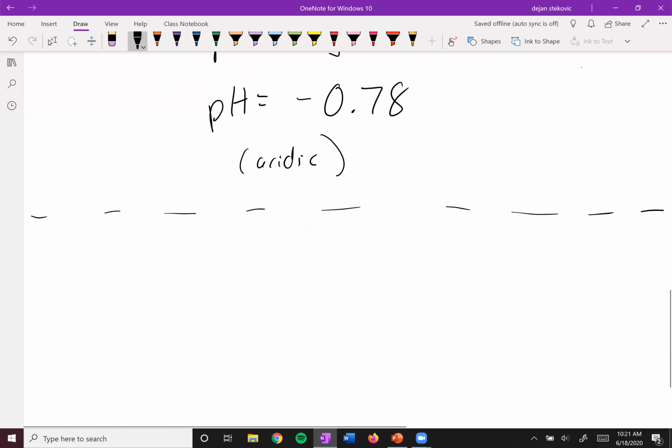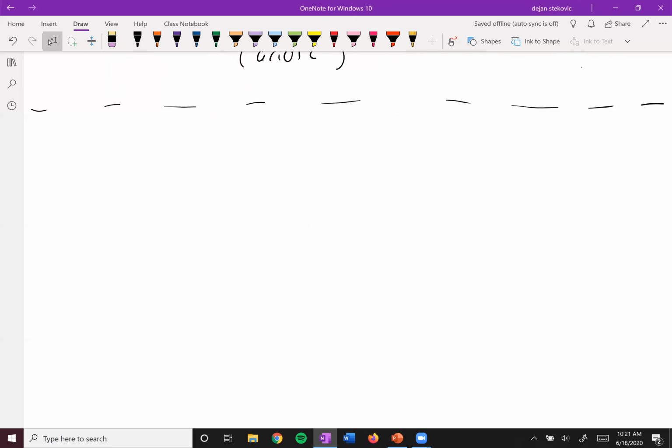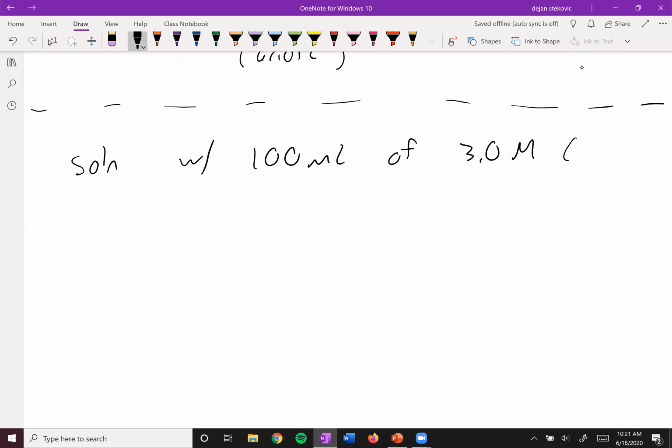Let's take a look at a more complex example with some trickier stuff in here. So we'll say, what about a solution with 100 mL of 3.0 molar barium hydroxide? This example is not too realistic because barium hydroxide isn't that soluble, but whatever. It'll show my point here.